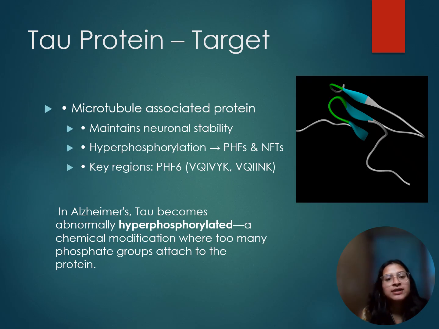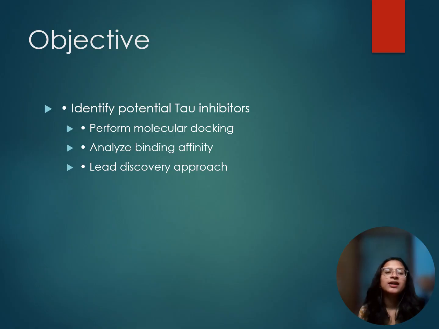The tau protein is our target. Tau protein is a microtubule associated protein, and in this figure, taken from the software PyMol, is the 3D visualization of the tau structure. Tau mainly maintains neuron stability.